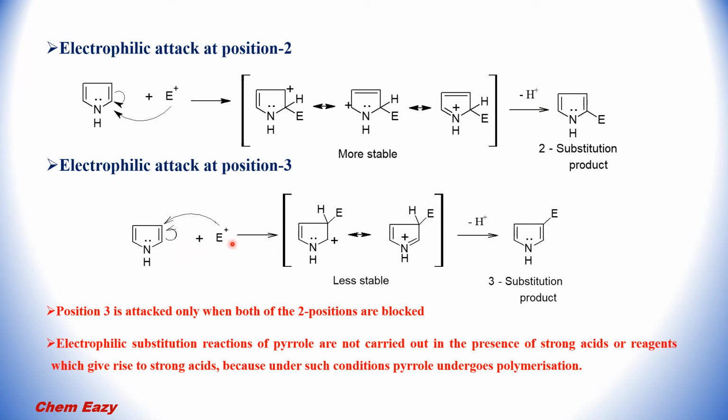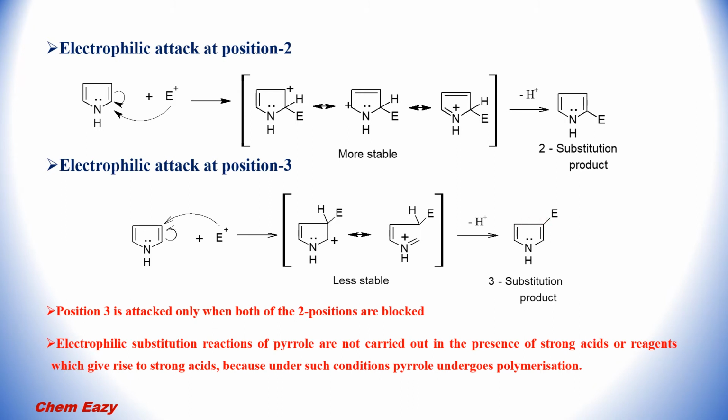Suppose the electrophile attacks position 3, these two resonance forms are possible in which the positive charge is delocalized over only two atoms. So these are less stable, and this one is the third position substituted product. Whenever these two positions are substituted, then only these two positions will be filled.